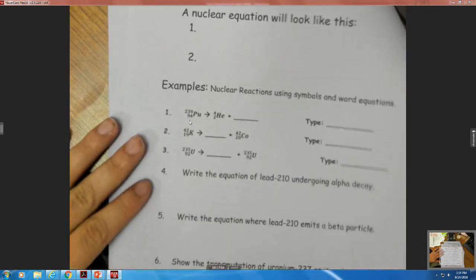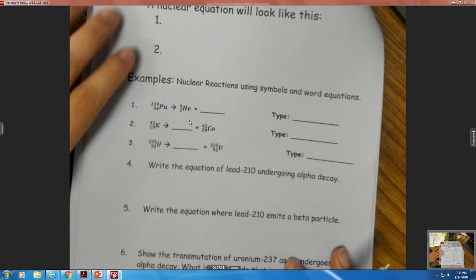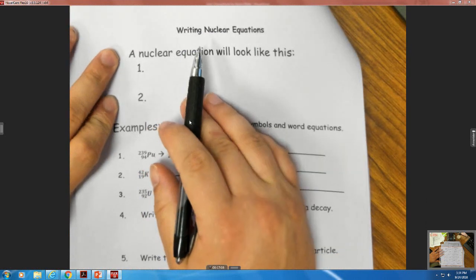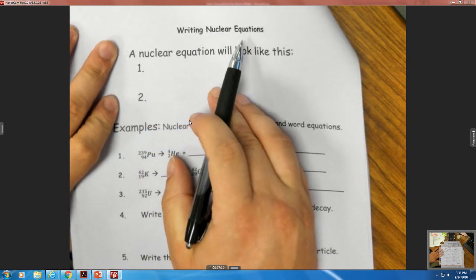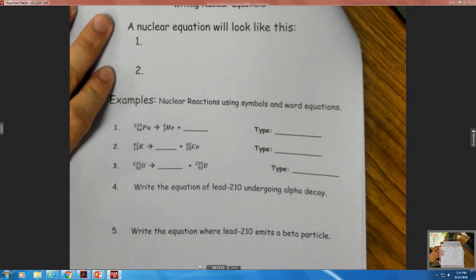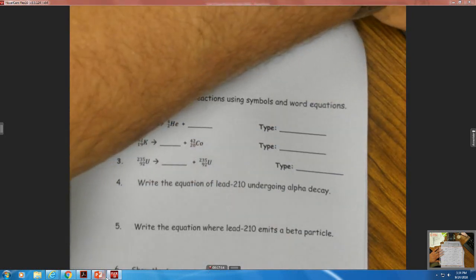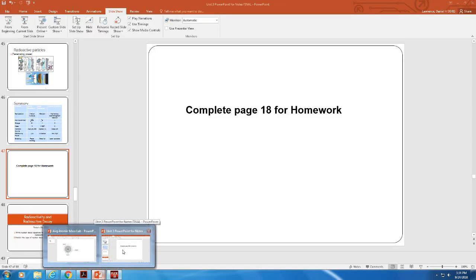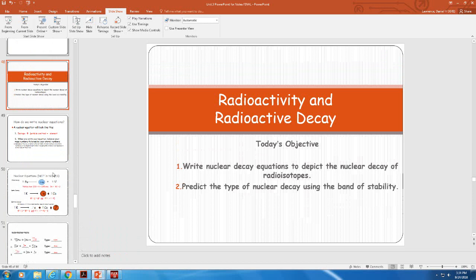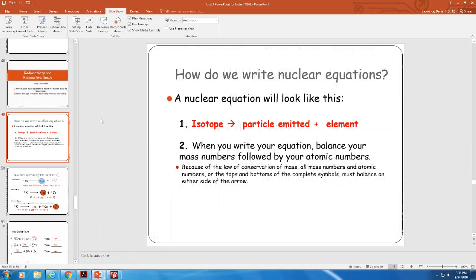All right, so let's go ahead and flip over to page 14. And we're going to look at some examples of how to write nuclear equations. Okay, so I'm going to flip back to the PowerPoint real quick. All right, so just pause your video for a moment to write down the description at the top of page 14.